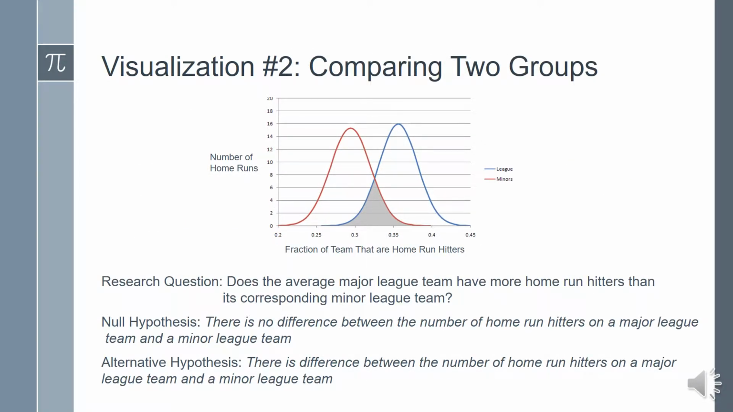In the second visualization, we'll be comparing two groups. The research question for this is, does the average Major League team have more home run hitters than its corresponding minor league team? The null hypothesis for this is, there is no difference between the number of home run hitters on a Major League team and a minor league team. The alternative is, there is a difference between the number of home run hitters on a Major League team and a minor league team.